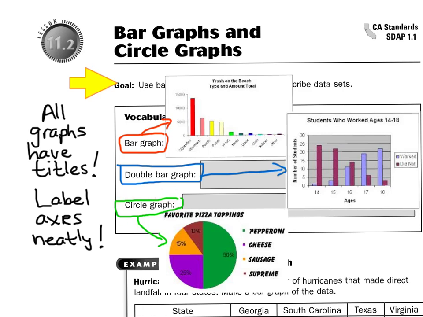Now a circle graph is kind of unique. Obviously it's in the shape of a circle, but it's when you have 100% of whatever you're looking at. So in this case, this represents 100% of the people they surveyed for the favorite pizza toppings. And so you can see 50% is the majority, and that most people like pepperoni, and then 25% was cheese, and then 15% was sausage, and then 10% was a supreme. So these are the graphs we're going to be looking at.